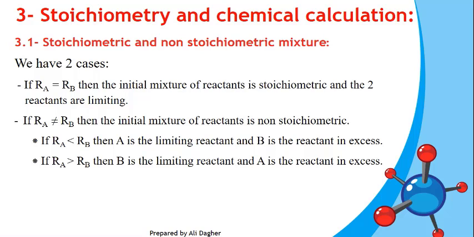In case of non-stoichiometric mixture, the reactant that has the smallest ratio is the limiting reactant. That means it disappears completely at the end of the reaction. While the reactant that has the bigger ratio is the reactant in excess. That means it does not disappear completely at the end of the reaction.